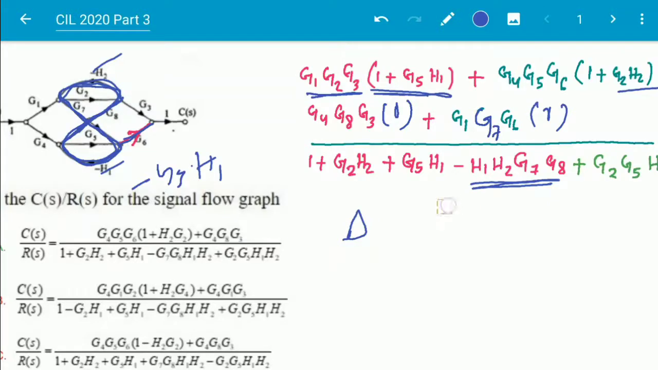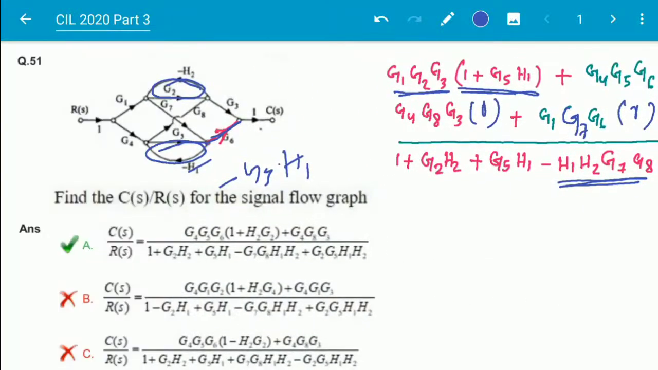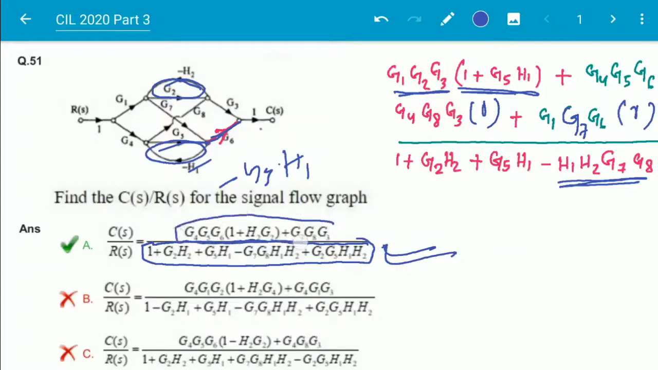And now the two non-touching loops. There are two non-touching loops here, G2H2 and G5H1, and the multiplication of these two. If we consider the options, then the denominator is correct in Option A, but the numerator is not correct. Hence this is the wrong option and no option is correct for this question.